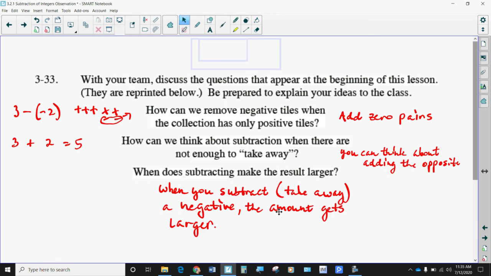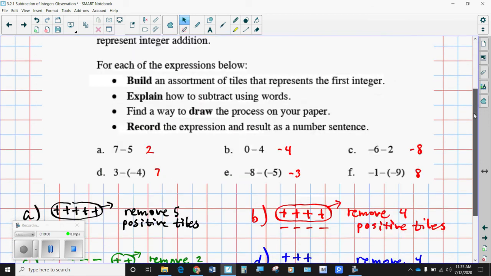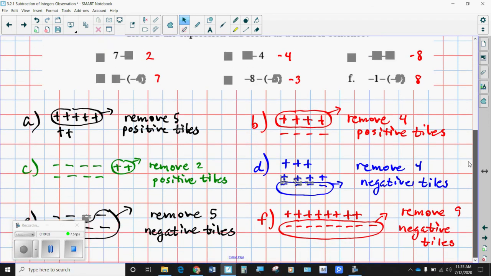So go ahead, jump into your homework, show your work. If they ask you to create the models, I highly recommend you create those models, because this is a very powerful tool to help you understand why we do what we do when we subtract positive and negative numbers, okay?